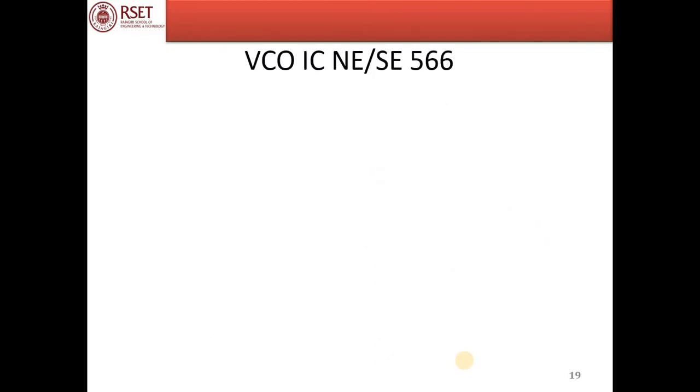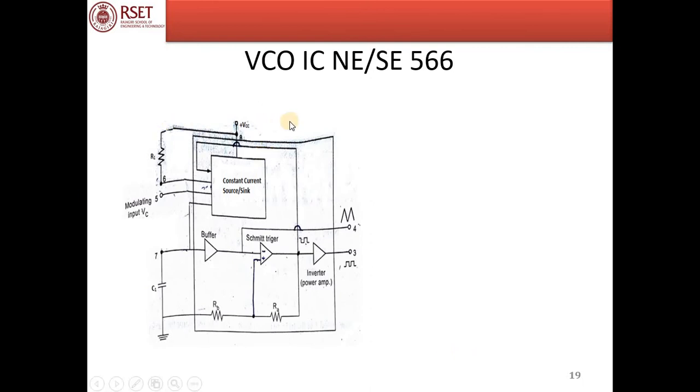Okay, so now we learned what is a VCO. We learned that it is an oscillator whose output frequency can be controlled by a modulating signal or a control voltage VC. Now we learned one such VCO integrated circuit or IC, which is NE/SC566. So this is the internal circuit diagram of NE/SC566.